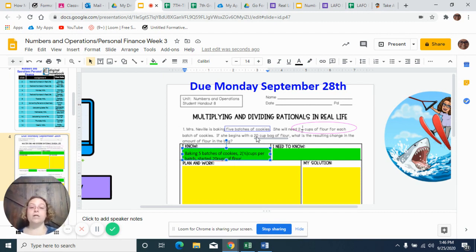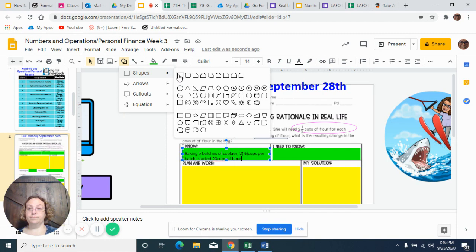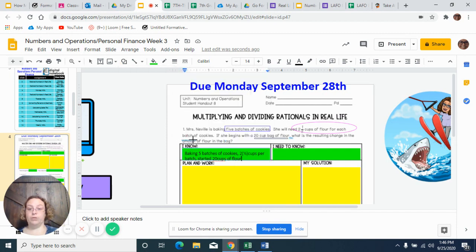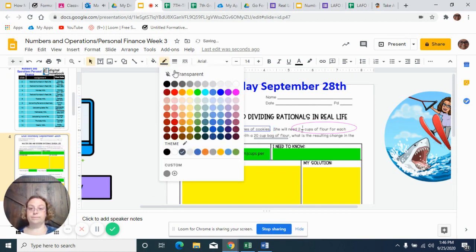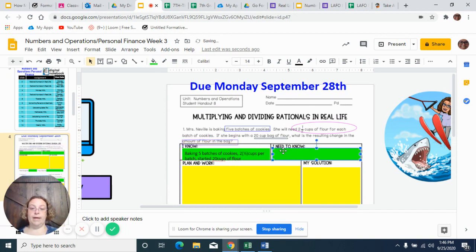Now, it asks, what's the resulting change in the amount of flour in the bag? So that's the last thing that I need to know. So I want to know what the resulting amount of flour is. All right. So what does that mean? What do I need to know? I need to know how much flour is left. That's what I need to know.